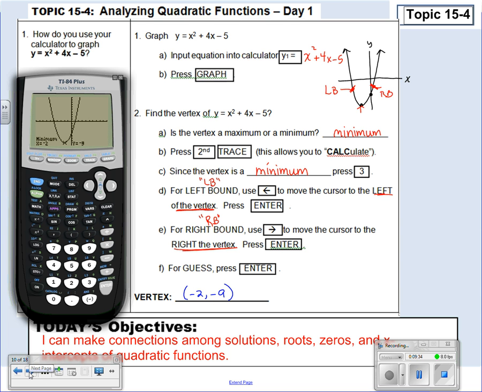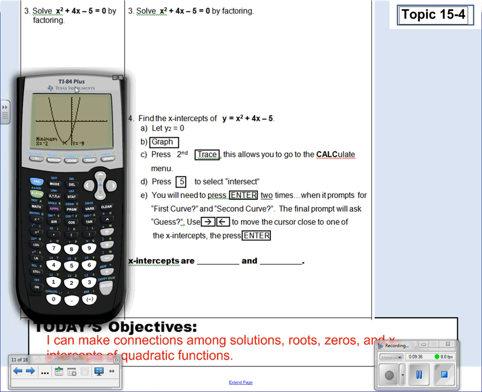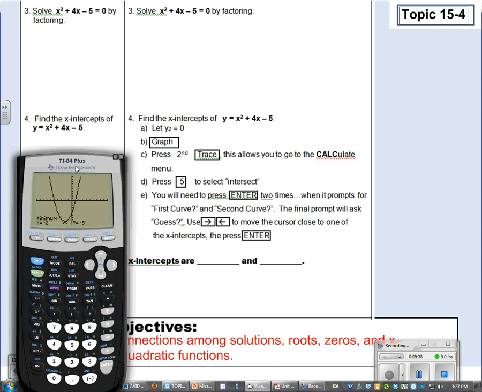We're going to use the same equation, and now first we're going to solve. Notice this is the same equation, and we're going to solve by factoring. So we did factoring in our last unit.